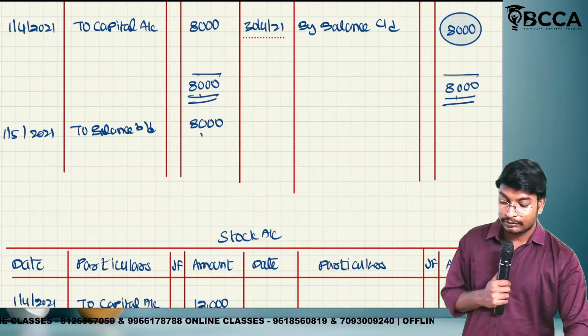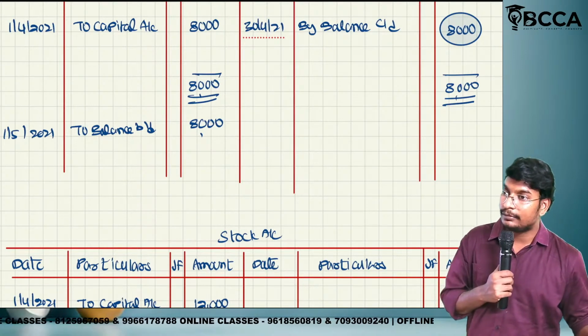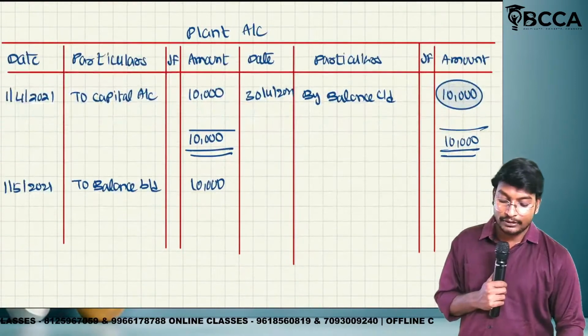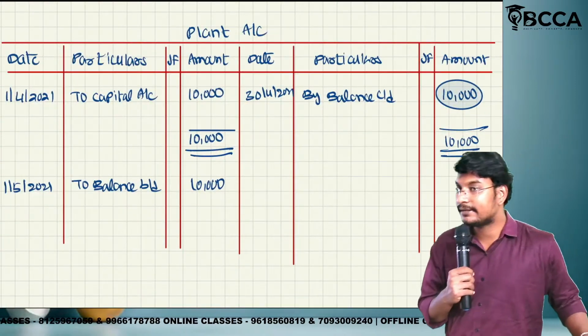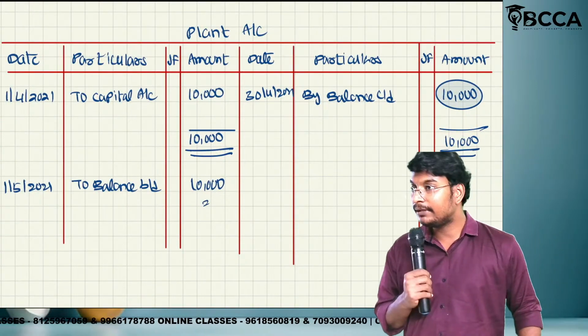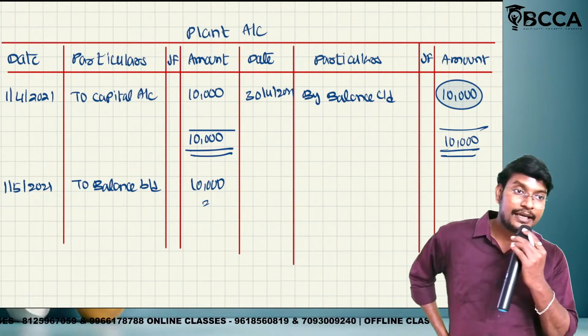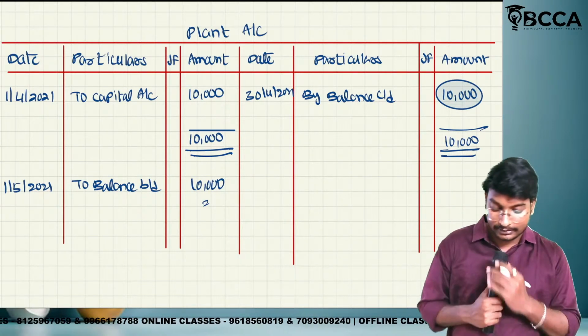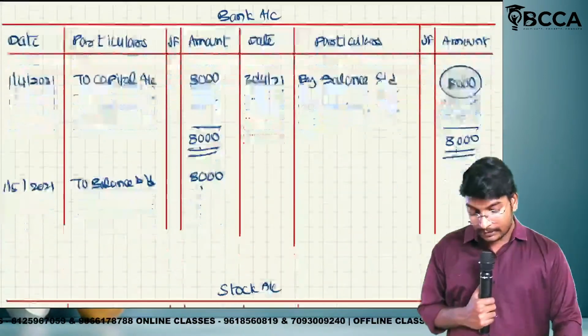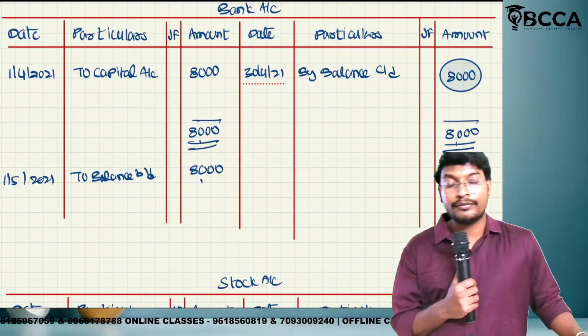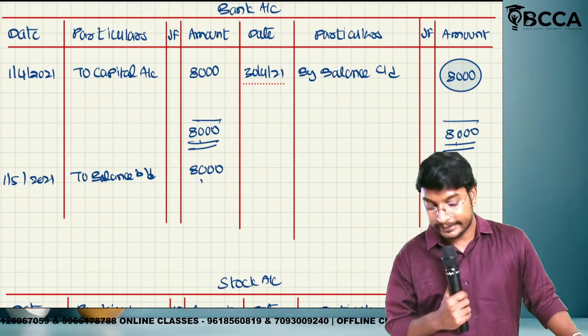Okay. So what is the next step, from ledgers to trial balance? In the preparation of the trial balance, the plant will be recorded on the debit side because we are having the debit balance. To balance brought down means debit balance. By balance brought down means credit balance. Okay, guys. In the same way, bank account also will be recorded on the debit side because we have got the debit balance.